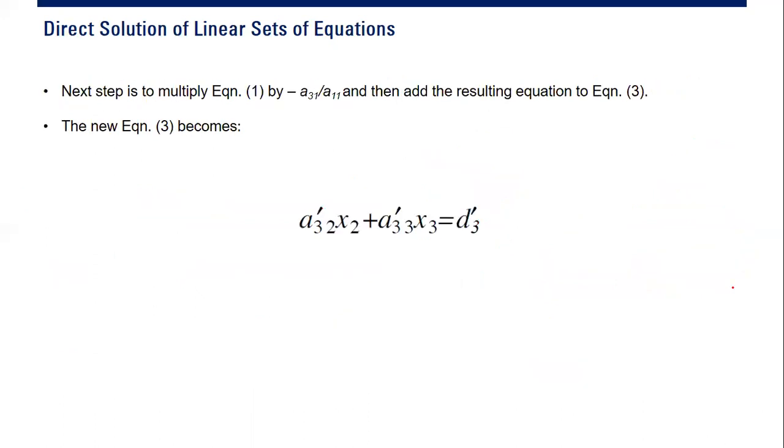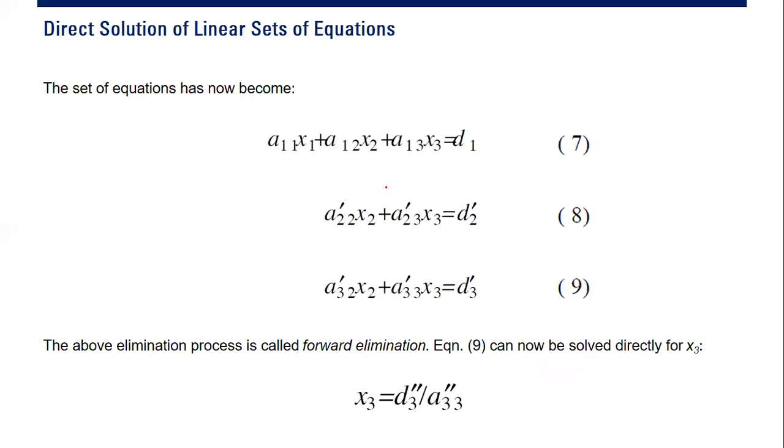Okay, so we will continue. In the next step, we multiply equation one by minus A31 per A11, and then we add that to equation three, and we get a new equation three, which is this one. So now we have a new set of linear equations. The first one is this one, then this is the new equation two, and then this is the new equation three.